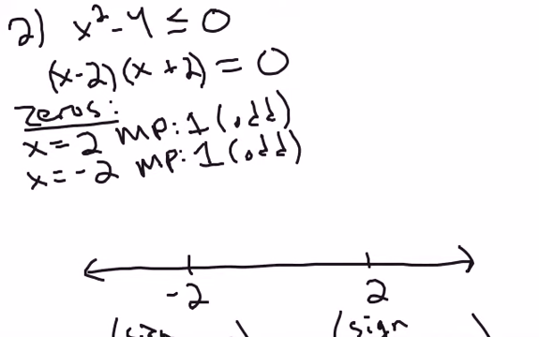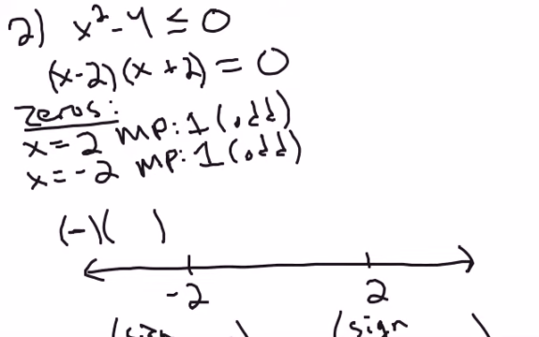So let's go ahead and pick, for example, negative 3. So if I plug in negative 3 to the factored version, I get negative 3 minus 2 is negative 5. So that's a negative number.